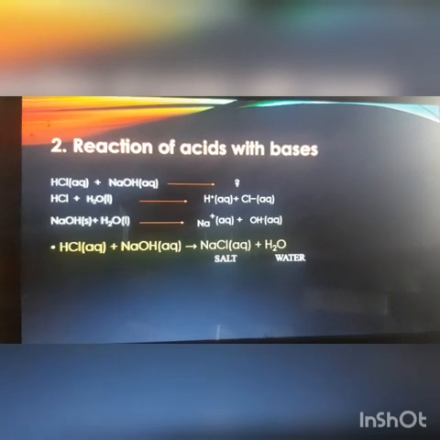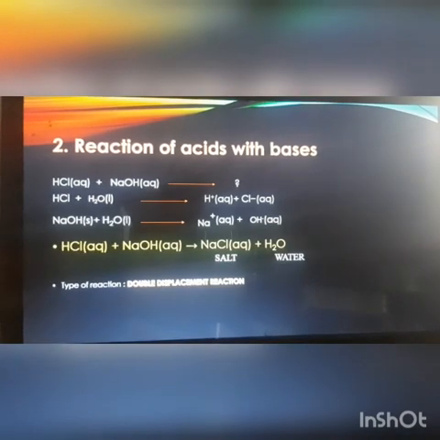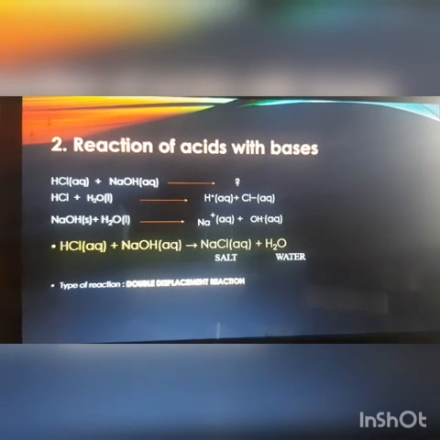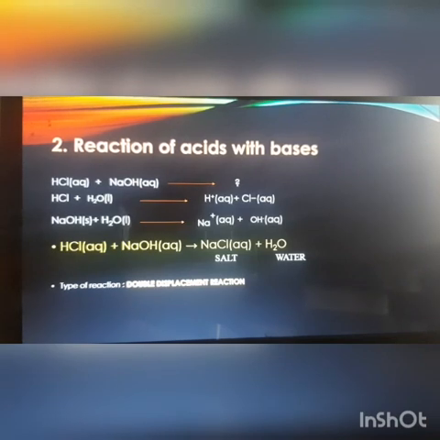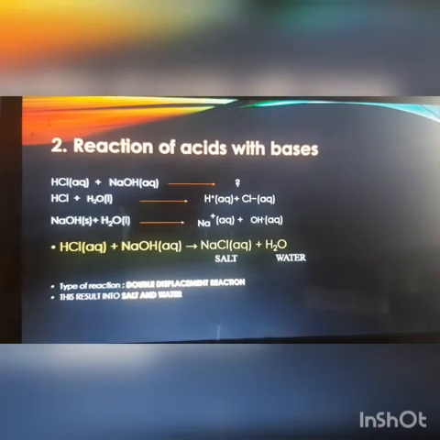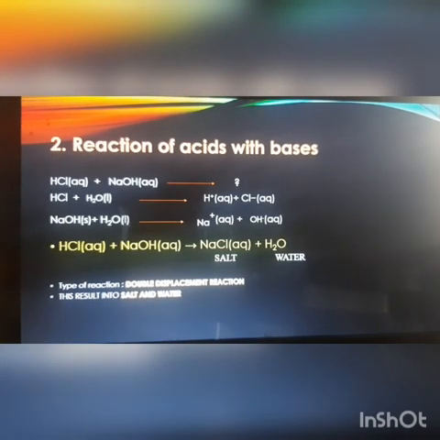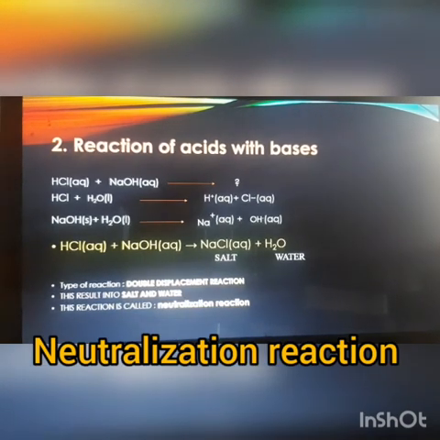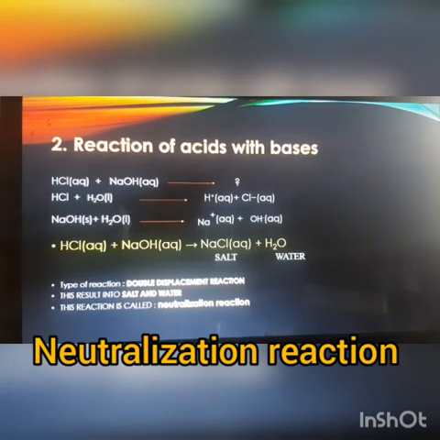Now we have said there is an exchange of ions. So the type of reaction is double displacement. Yes, when an acid reacts with a base, the type of reaction is double displacement, because there is an exchange of ions, and it always results in salt and water. And one more thing, students: when an acid reacts with a base, they cancel out the effect of each other and result in neutral products. That's why this reaction is called a neutralization reaction.